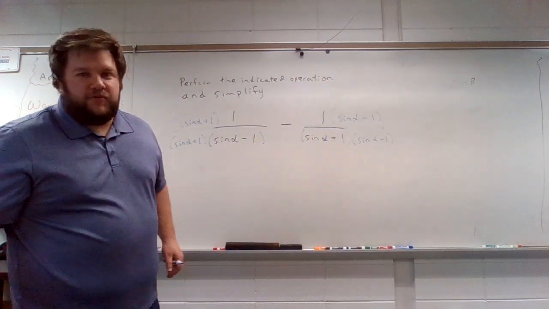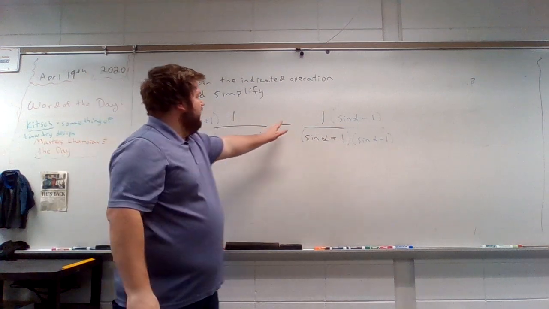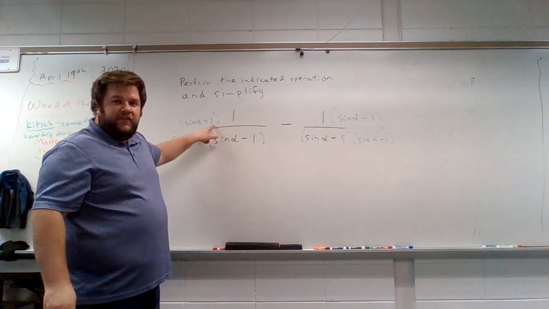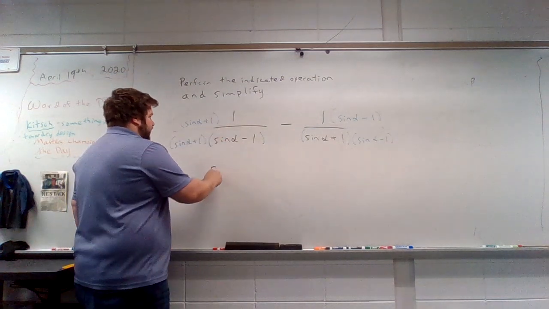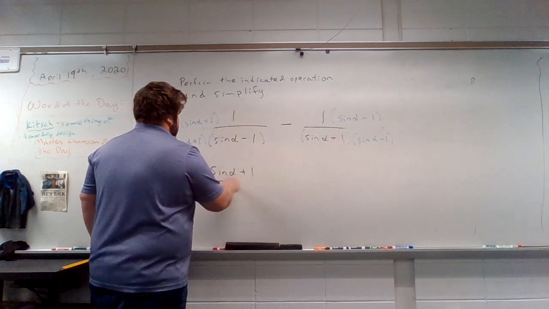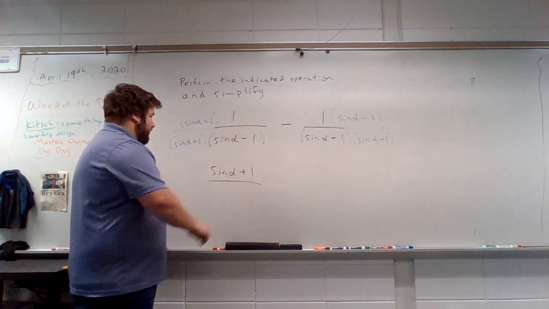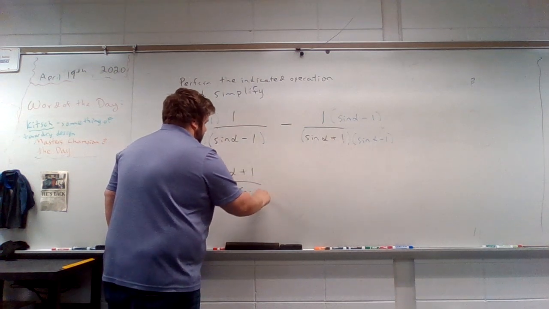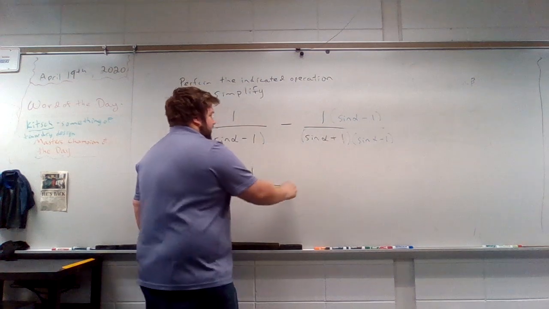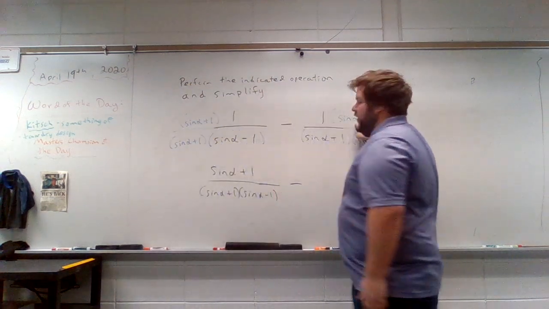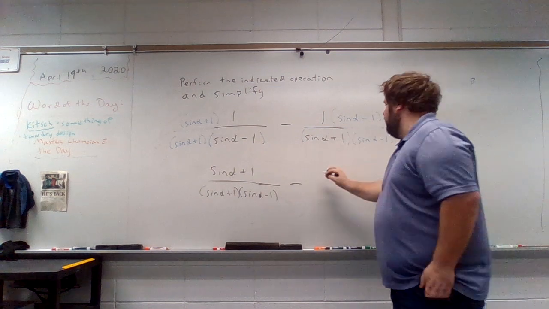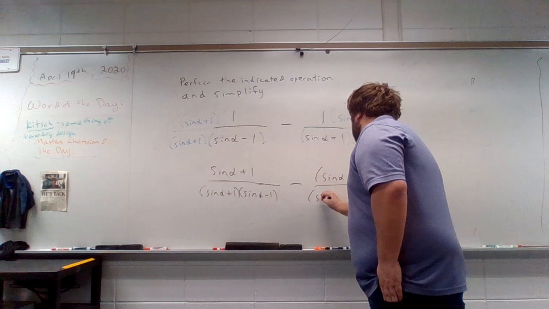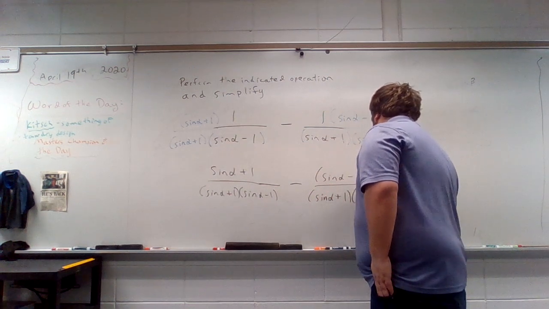And then whenever you're dealing with subtraction, you just got to be really careful that you remember to distribute on this term over here. So right now we have sine alpha plus 1 times 1. That's really sine alpha plus 1. And then down here we have sine alpha plus 1 times sine alpha minus 1. And then here we have minus, and I'm going to write this in parentheses for right now still, sine alpha minus 1 over sine alpha plus 1 times sine alpha minus 1.